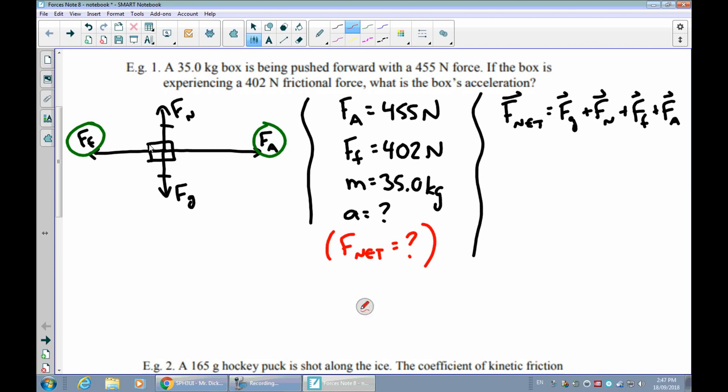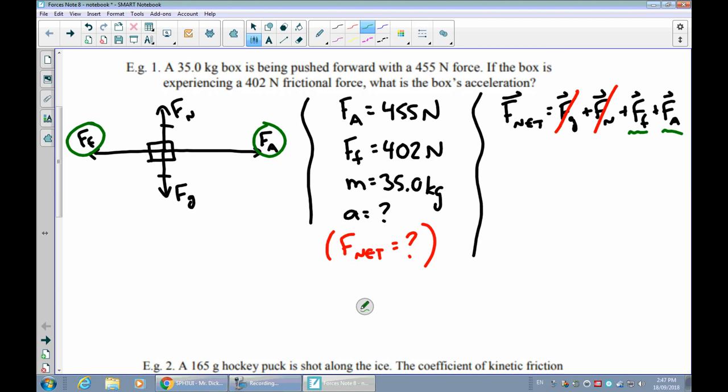For example, we already know that the force of gravity is being canceled out by the normal force in this case, because the object is not accelerating up or down at all. And so we can actually completely eliminate those forces. And so in the end, we're going to be left with just frictional force and applied force.